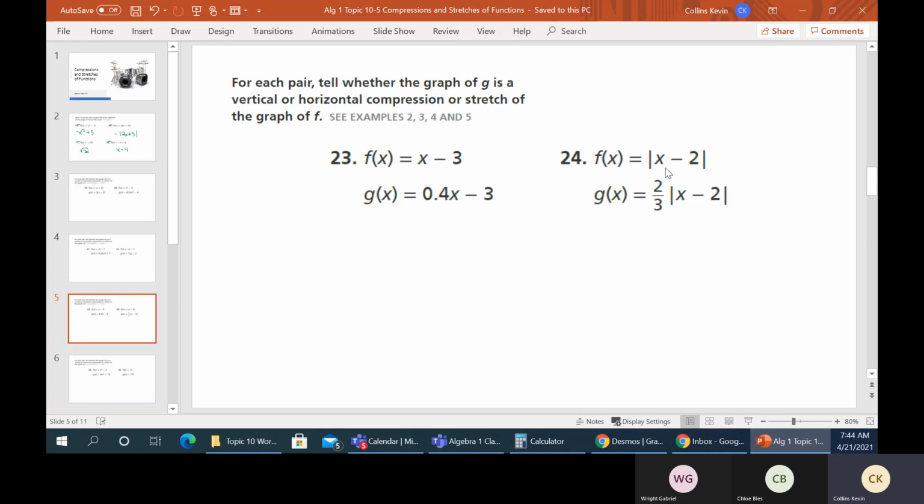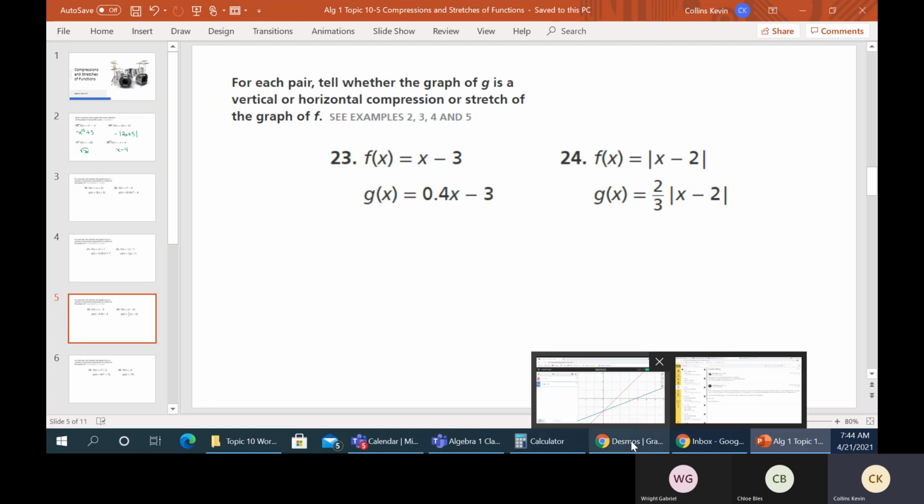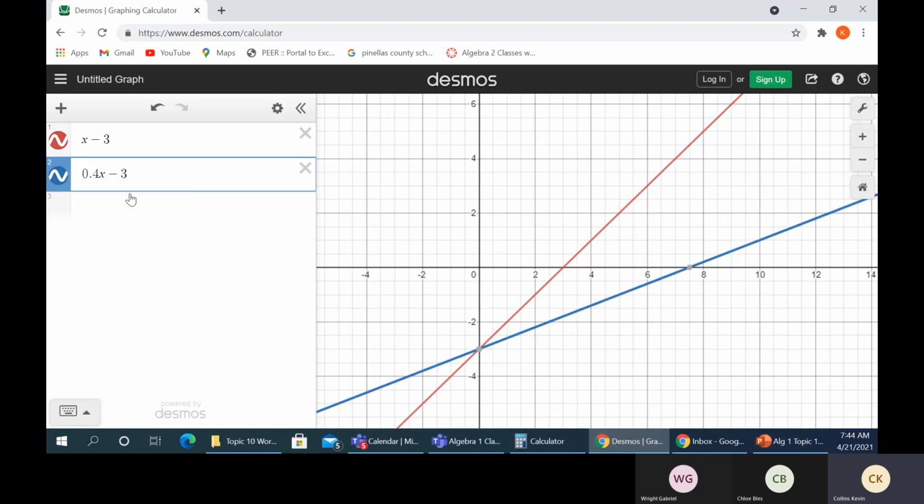Okay, so then this guy, same deal. We've got the exact same thing here, but we put a 2/3 out front. So this guy will also be a compression. Okay. Let's take a peek at that.